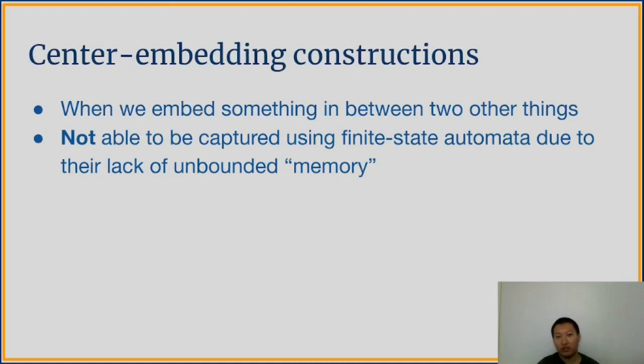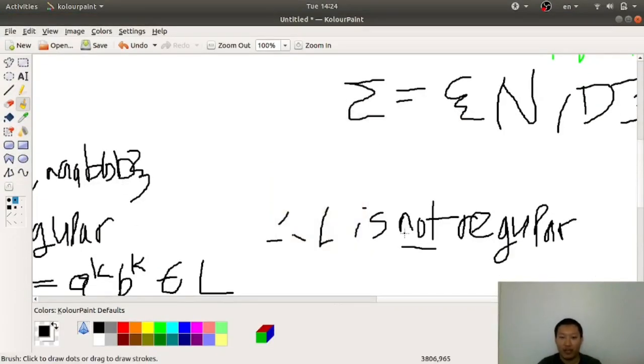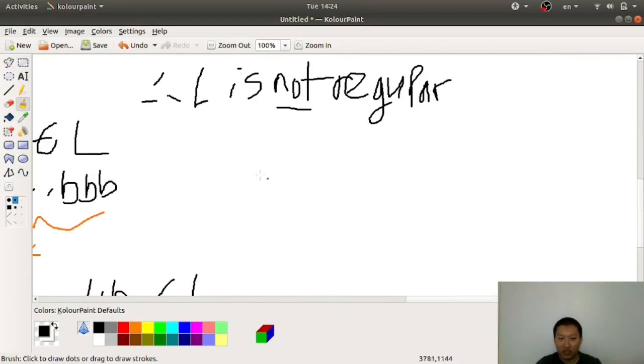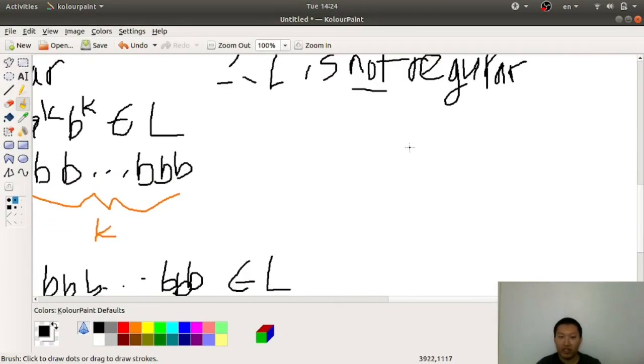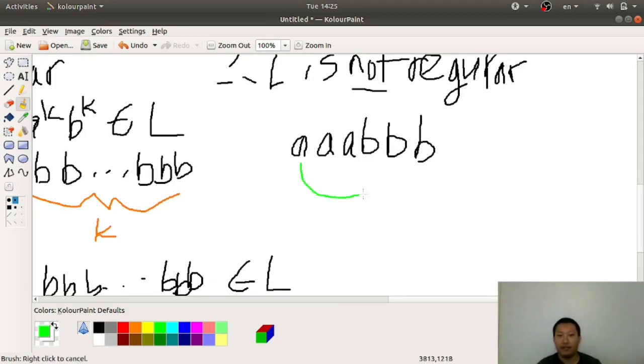I won't go through the whole proof here because it's a little bit tedious, but the idea is that we have some sort of center embedded construction in our language. What do we mean by center embedded construction? If we look at our language here, there's some sort of dependency between the A's and the B's. The number of A's and the number of B's has to be equal. So this A matches up with this B, this A matches up with this B, and this A matches up with this B.